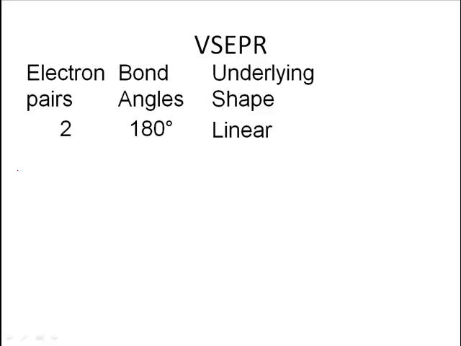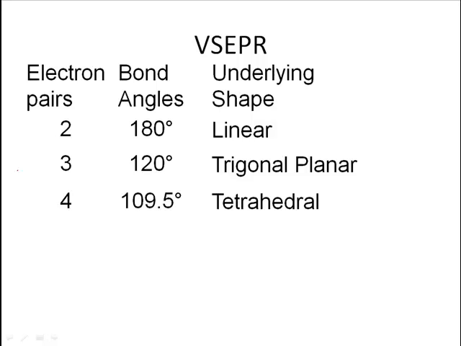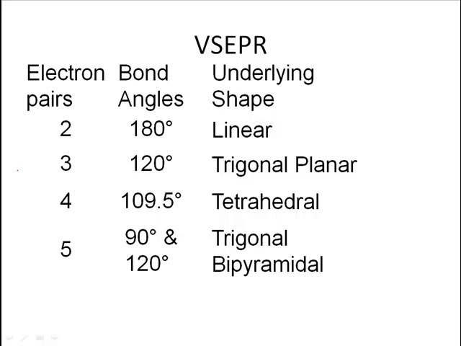So if there are 2 electron pairs, the bond angle is 180 degrees, and the underlying shape is linear. If there are 3 electron pairs, or 3 electron domains, the bond angles are 120, and it's trigonal planar. If there's 4, it's tetrahedral, 109.5. If there's 5, it's 90 and 120, trigonal bipyramidal. If there's 6, it's 90 and octahedral. So, if you haven't written down some of these angles, please take a moment to do that. We're going to take a quick quiz in about 1 minute.